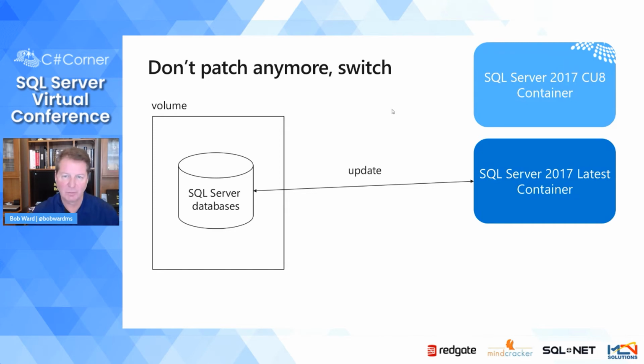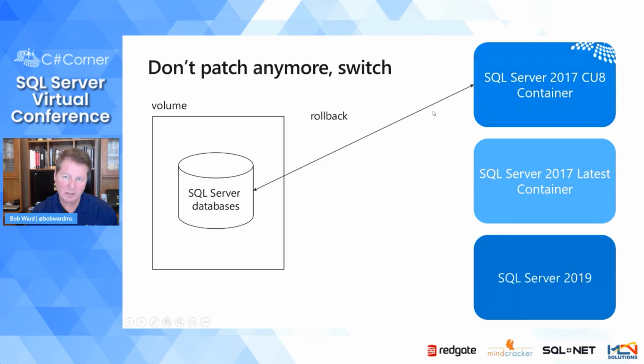That's your patch. It's called the switch method. But you're asking yourself, well, that's really interesting. How can I go back? Cumulative updates are compatible between each other. So guess what you can do? If you don't like the results, you could shut down this container and then restart this container, and now you've rolled back. That's how fast it could be, or you could switch back and forth.